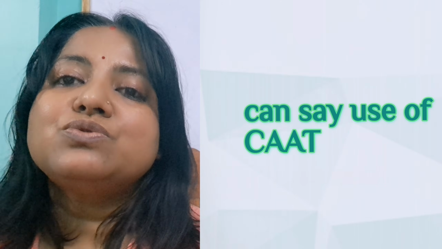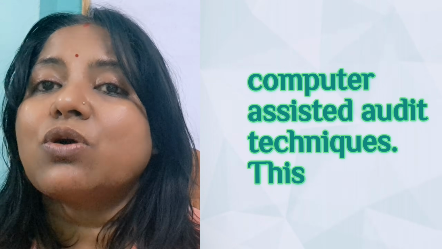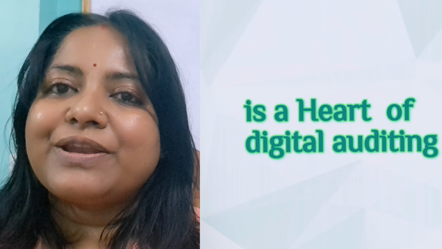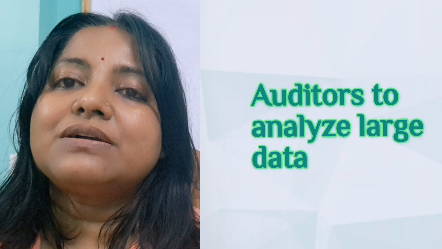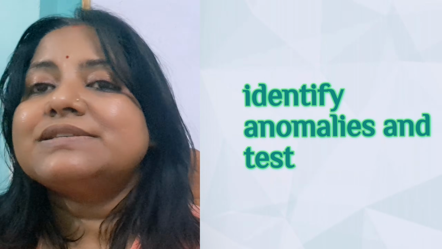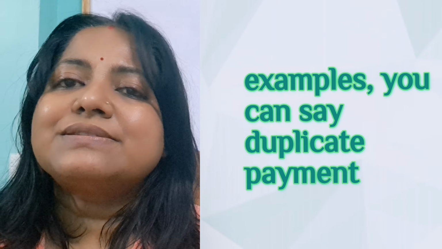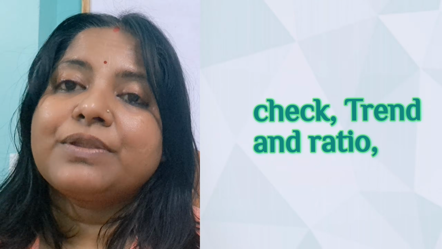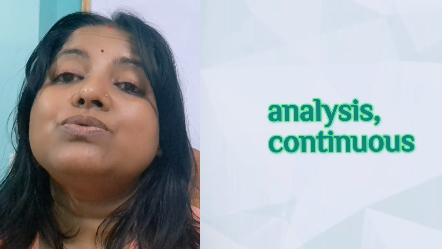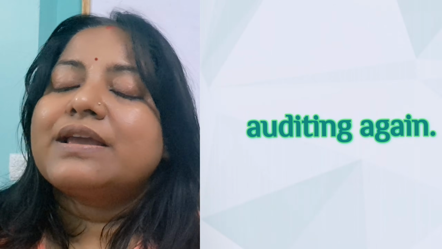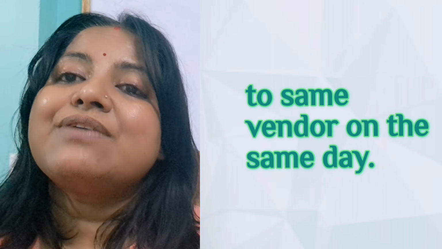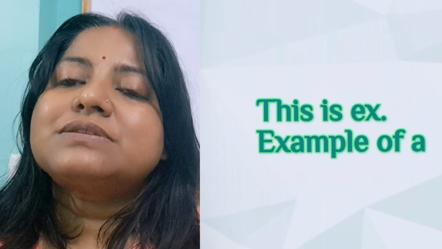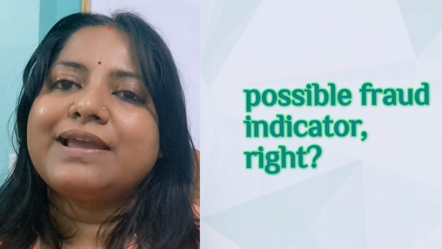Third, we can say use of CAATs, computer assisted audit techniques. This is the heart of digital auditing. CAATs are tools used by auditors to analyze large data, identify anomalies, and test the entire population. Common CAAT examples: duplicate payment check, trend and ratio analysis, Benford's law, gap analysis, continuous auditing. Again, we can cite an example. The auditor runs a data analysis and finds multiple payments to the same vendor on the same day. This is an example of a possible fraud indicator, right?